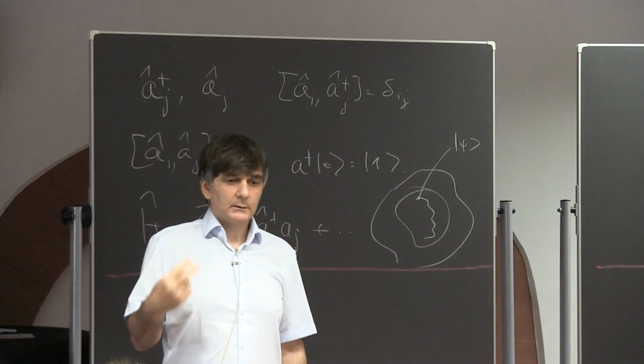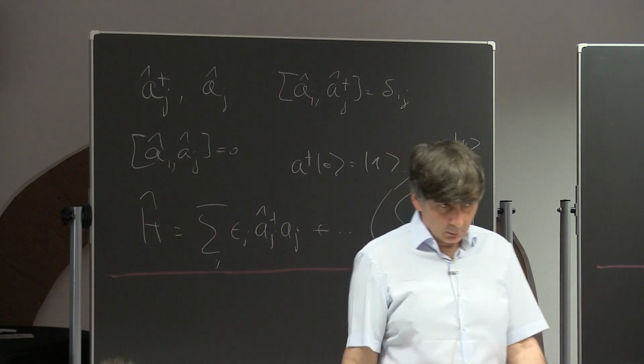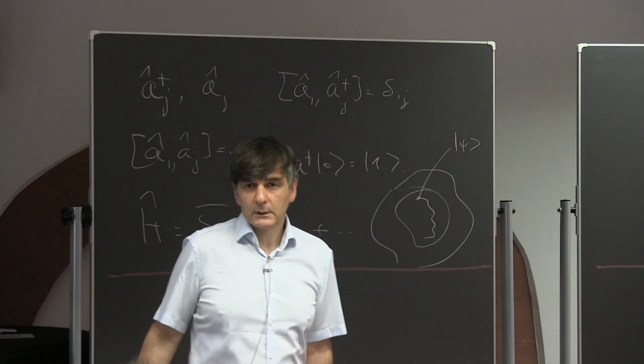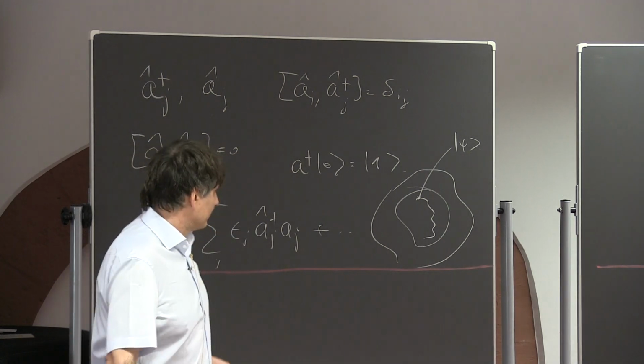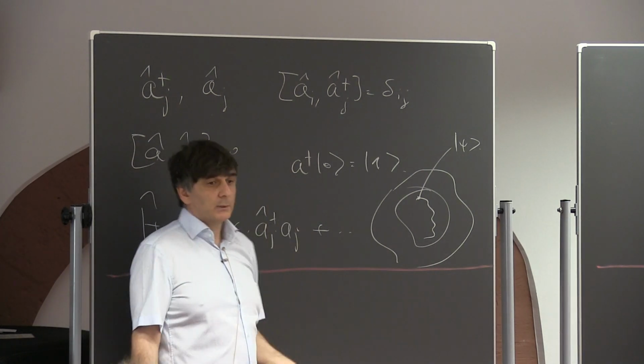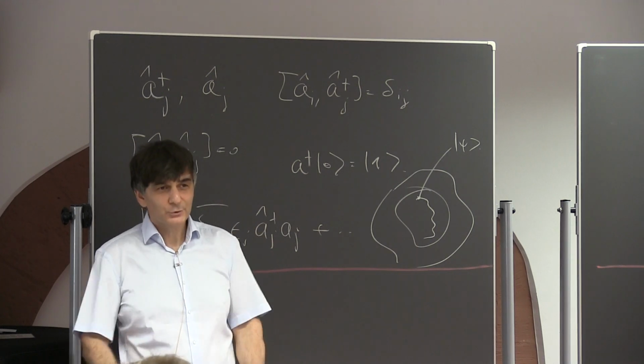And the second question is about the label. How should I label these degrees of freedom? What are the good labels? Now, good labels are, of course, the ones that are most convenient.